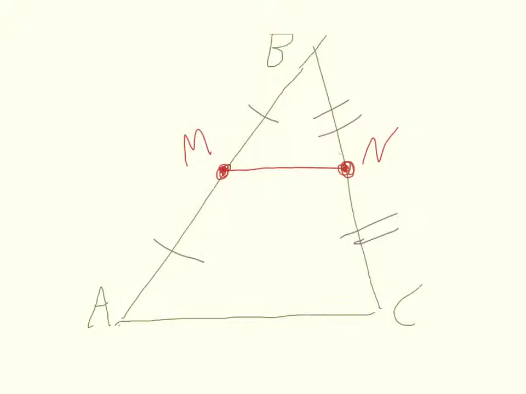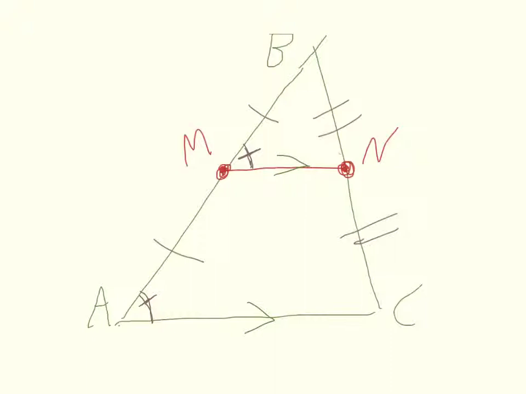So using that definition, we can state that angle BMN, or this angle, is equivalent to angle BAC. So these two angles are indeed congruent because they are corresponding. So since we know that these two angles are congruent, we can also say that using the parallel line postulate, we can finally state that MN is parallel to AC because these two angles are congruent.